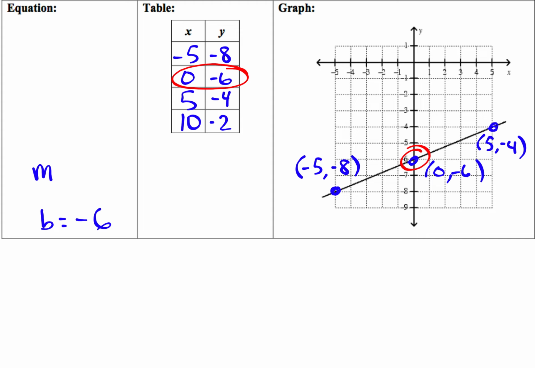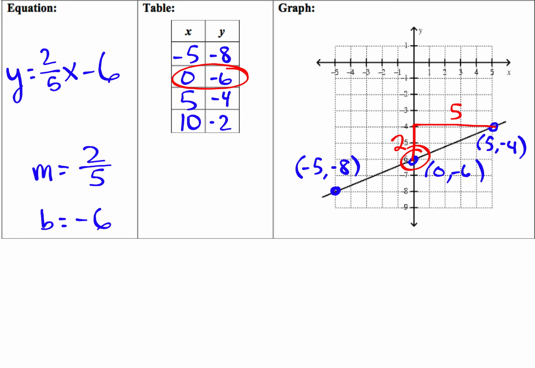The slope, if we find the slope from the graph, we would do a triangle, rise 2, run 5. That's going to be a slope of 2/5, up 2 over 5, giving us an equation, y equals 2/5 x minus 6. And then that's the equation.